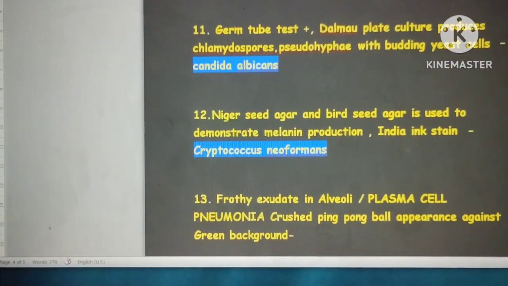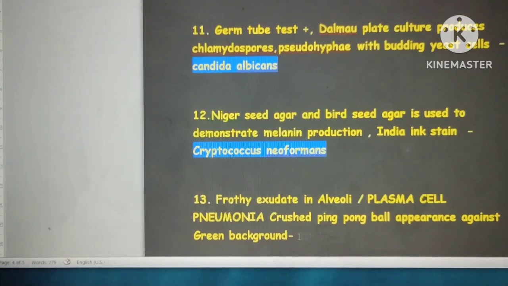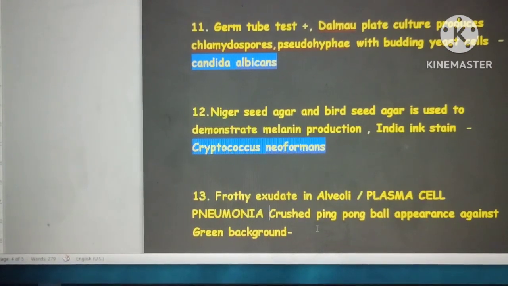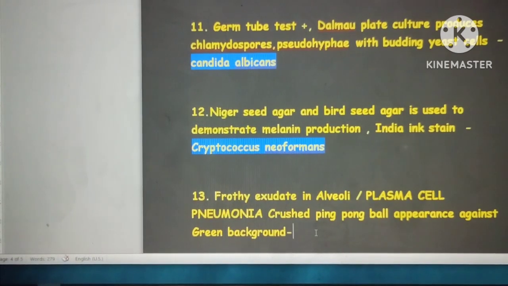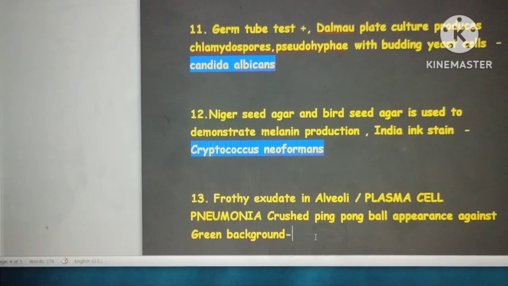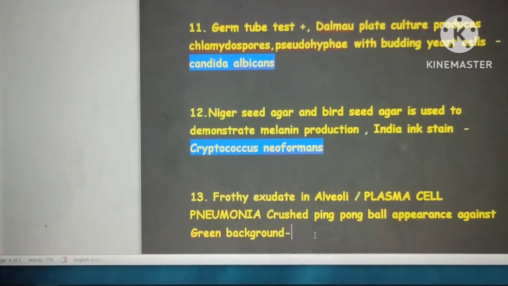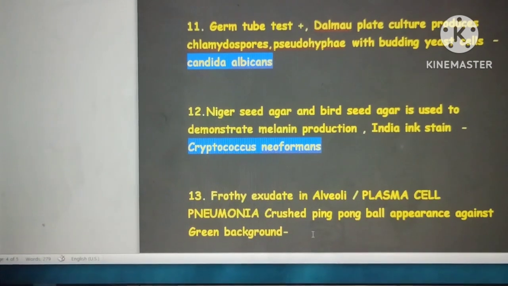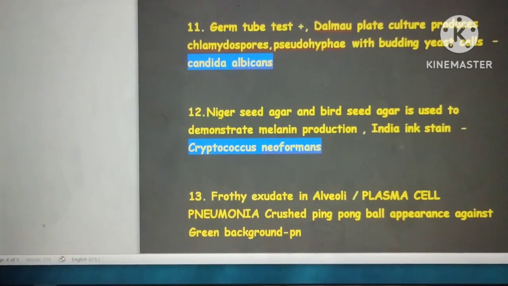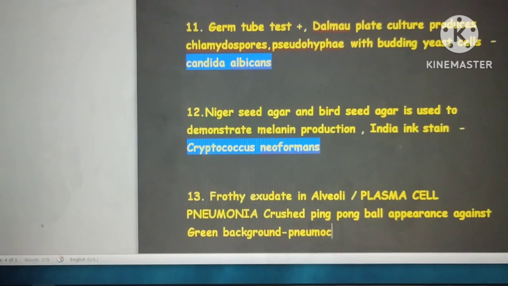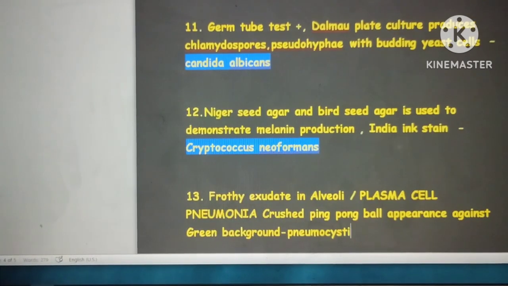Coming to the frothy exudate in the alveoli or plasma cell pneumonia, and crushed ping pong ball appearance against a green background, with a gomori methenamine silver stain. I think it was a recent question in the FMG exam. If you come across this crushed ping pong ball appearance, it is nothing but Pneumocystis jirovecii.